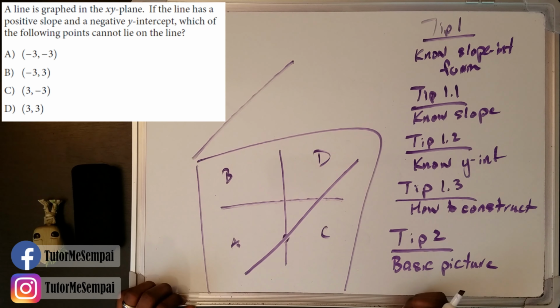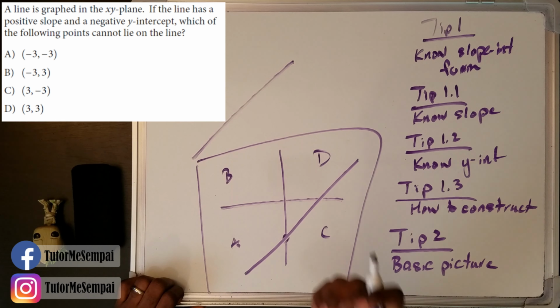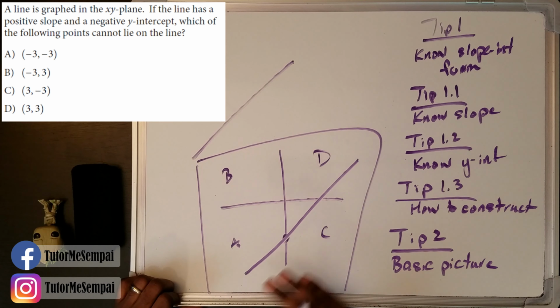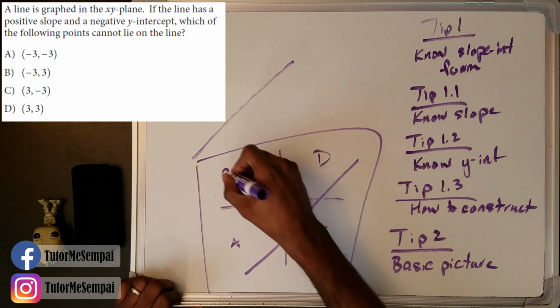So just from looking at this, you see your line goes through 3 quadrants, but there's one quadrant that has one of our choices that it cannot go through. That's going to be your impossibility. B is our answer for this question.